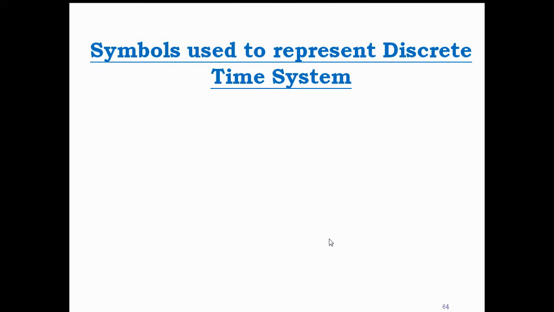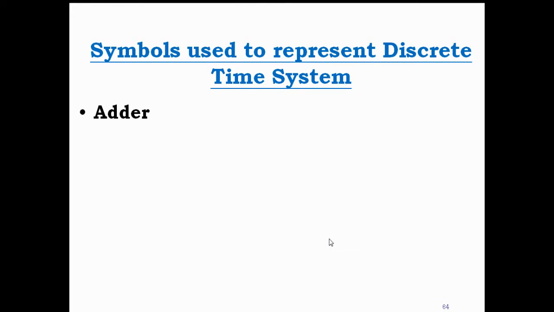Our next topic is when we are going to define or represent discrete time systems, we will have multiple types of symbols. This is considered a graphical representation. When we graphically represent any mathematical model of a system, there are certain symbols which are useful to represent the system. Out of those, we have a list of different types of symbols. The first symbol is the adder.